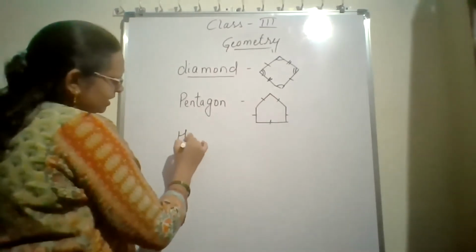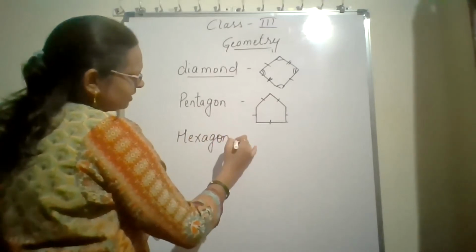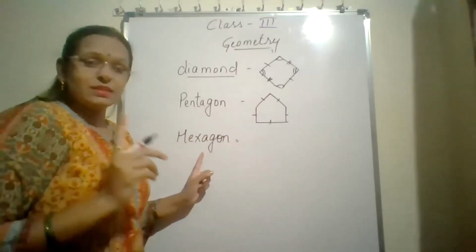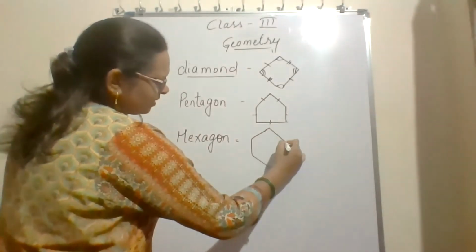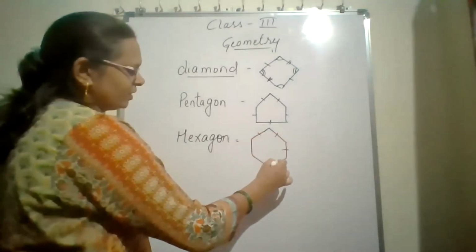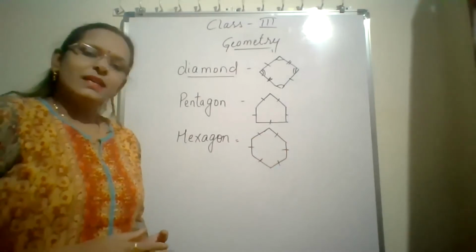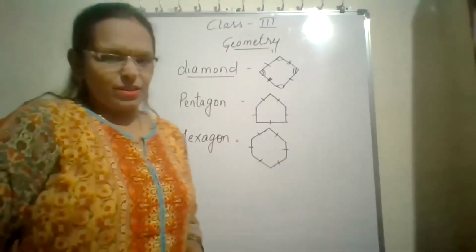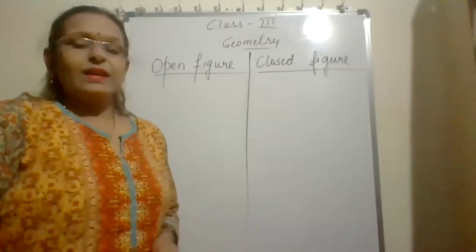Next comes hexagon. See, hexa means 6. So how many sides are there? 6 sides. Right? See, 1, 2, 3, 4, 5, and 6. The hexagon has 6 sides. Is it clear to everyone? I hope it is clear to you.